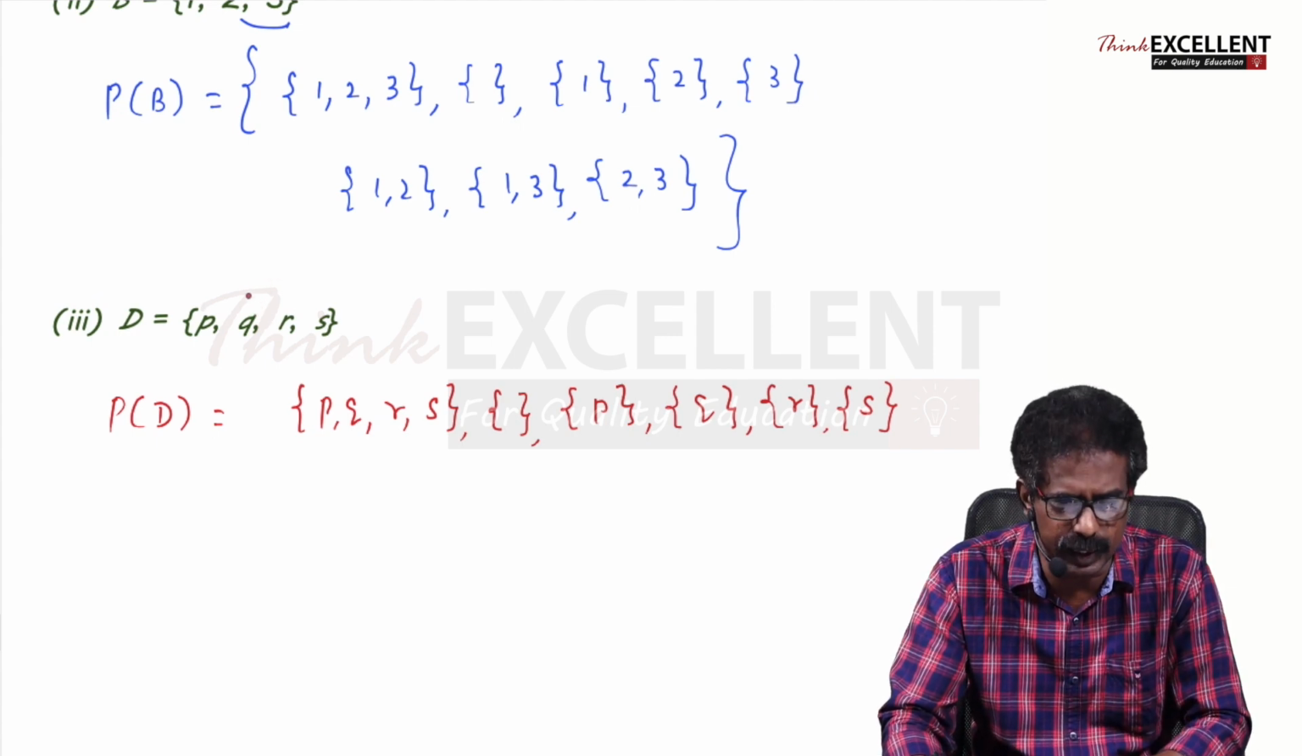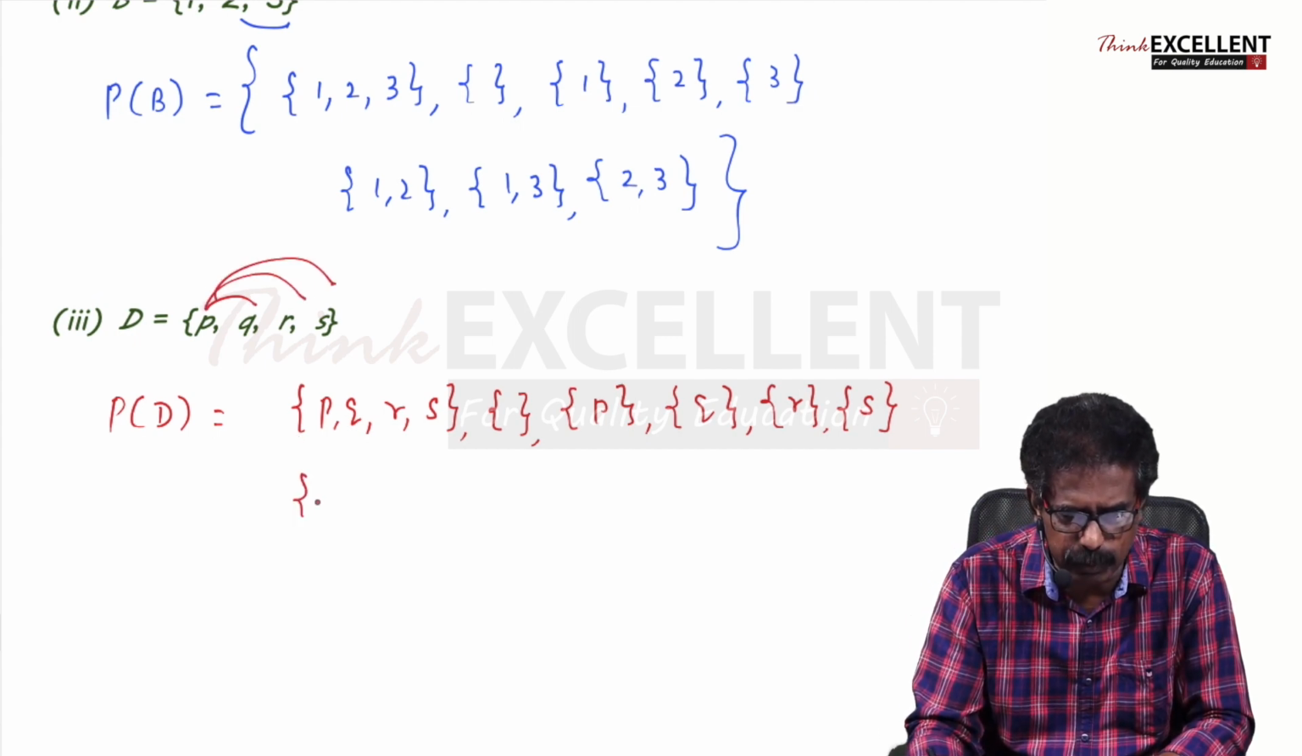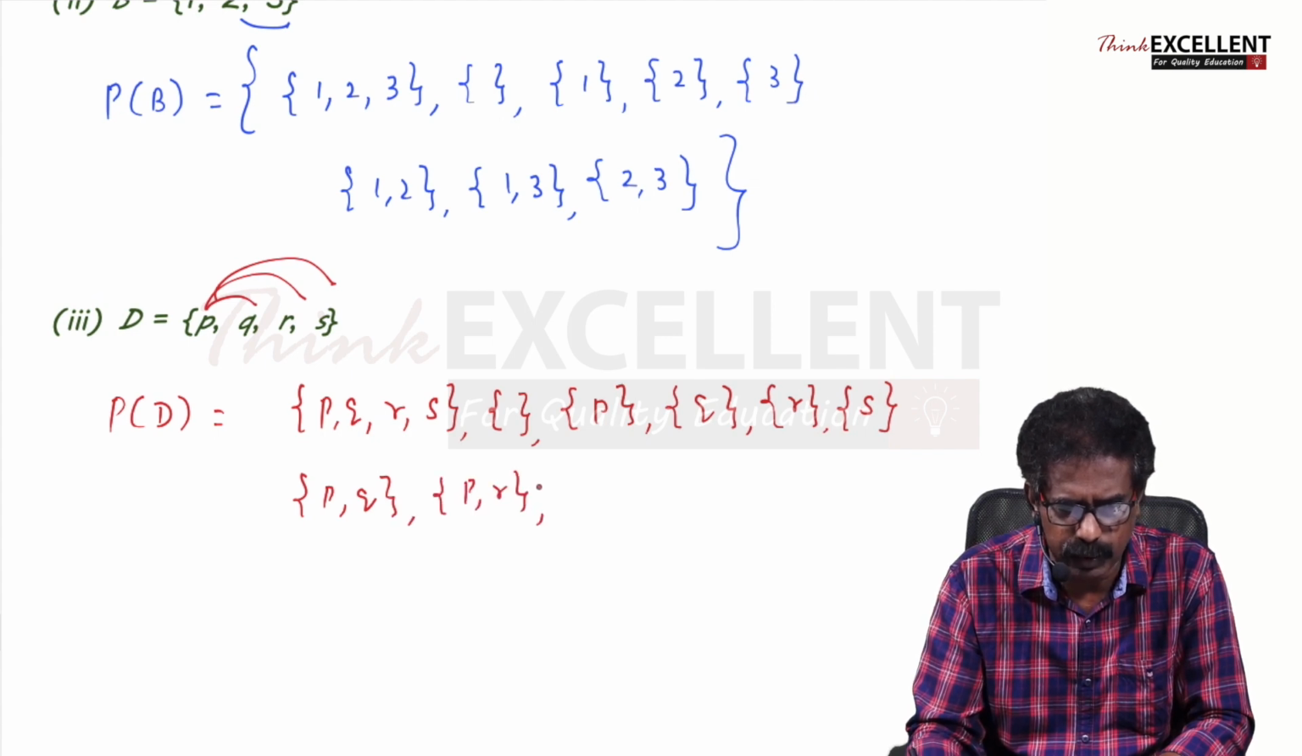Last class I explained 2 at a time. Starting with P, what can you write, tell me? PQ, PR, PS. So we write that first: PQ, PR, PS.